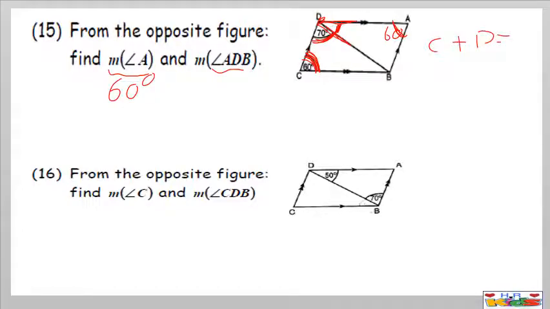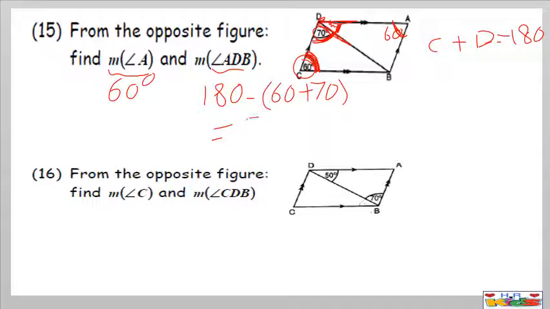مع بعض ب 180. طب انا ايه اللي معايا من ال 180؟ قال لي معانا 60 ومعانا 70، فاضل لي بقى البارت الصغير ده. طب نجيبه ازاي؟ قال لي we will do 180 minus 60 plus 70. So it will be 60 plus 70 130 minus ال 180 تطلع معنا كام يا مستر؟ 50 degree.